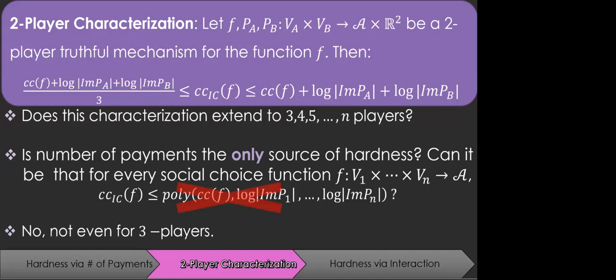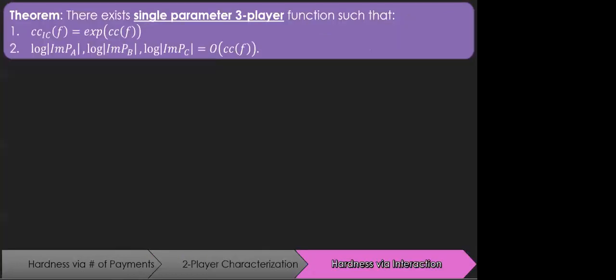And we show that even if you add just one more player, there exists a single parameter function where payment computation is hard, despite the fact that the payment schemes of the players have small images. So now let's prove that, and we'll repeat the theorem. We'll show that there exists a single parameter function for 3 players, where the overhead of payment computation is exponential, and yet the number of payments is relatively small.